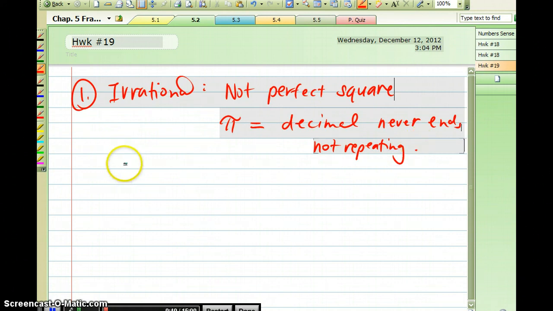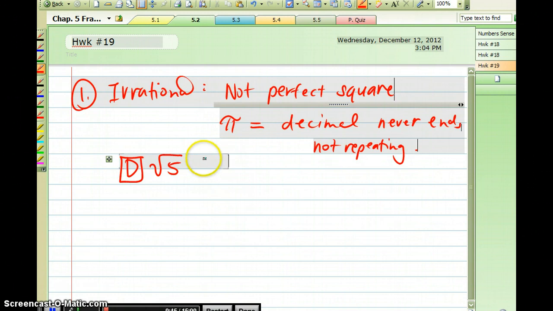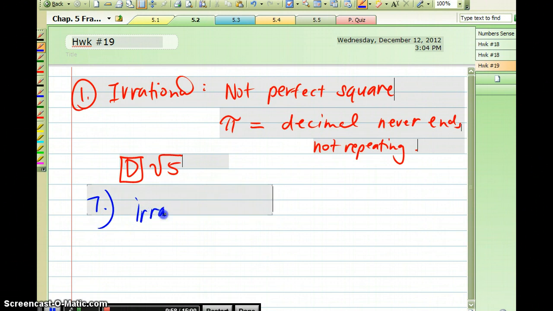So when I look at number 1, d is the square root of 5, which doesn't have a perfect square root because something times something doesn't equal 5, and so that's why d is the answer for number 1.